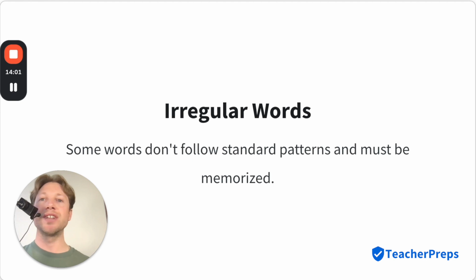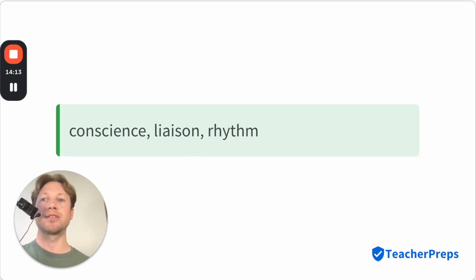So some words in English are called simple irregular words, and these don't follow the rules, and so they're kind of hard to work with. So the best way to learn them is through memorization and practice. Words like conscience, liaison, and rhythm are common examples.